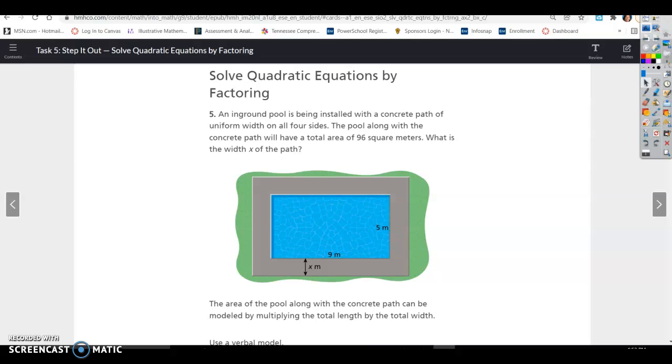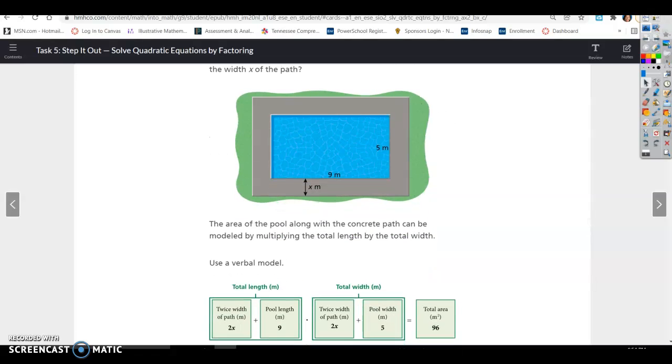Lesson 17.3, Task 5. Solve quadratic equations by factoring. An in-ground pool is being installed with a concrete path of uniform width on all four sides. The pool, along with the concrete path, will have a total area of 96 square meters. What is the width of the path?